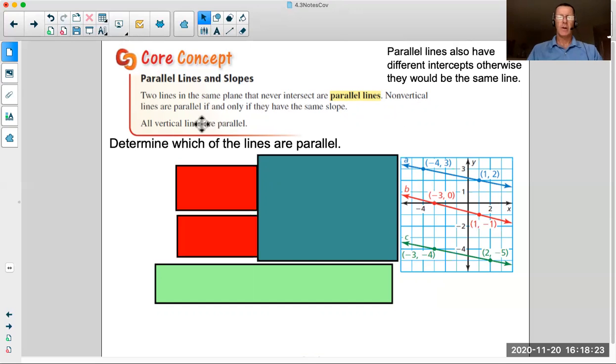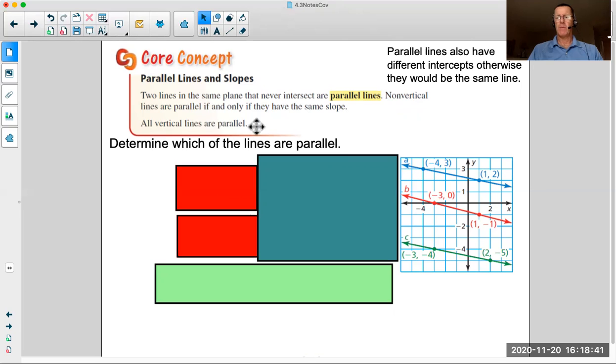Okay, non-vertical lines are parallel if and only if they have the same slope and different intercepts, because otherwise they'd be the same line. So parallel lines, same slope, different intercepts. All vertical lines are parallel.